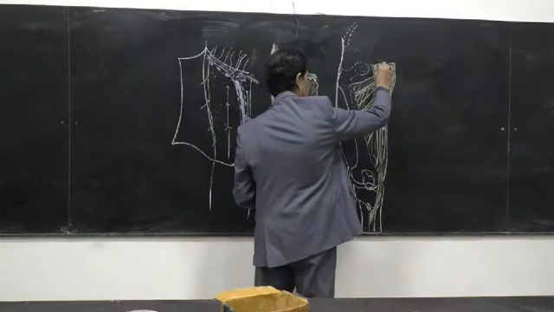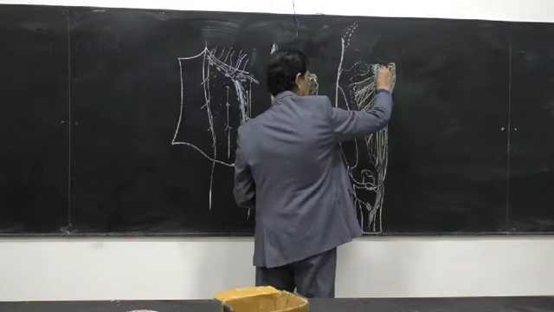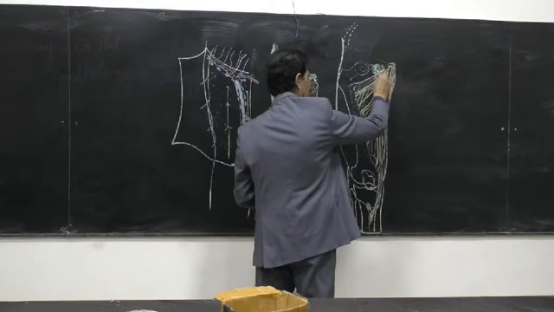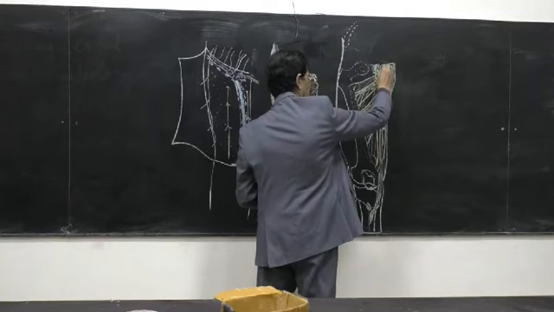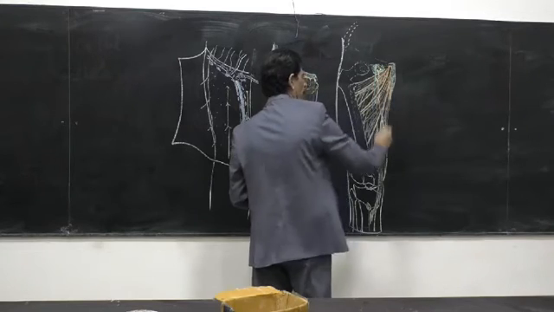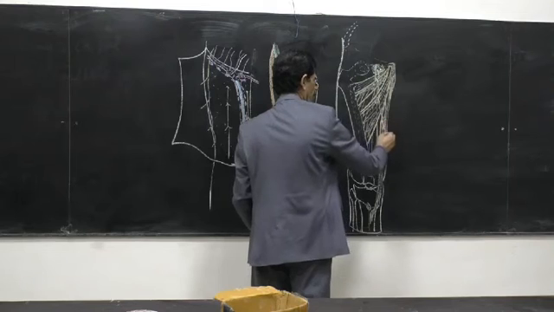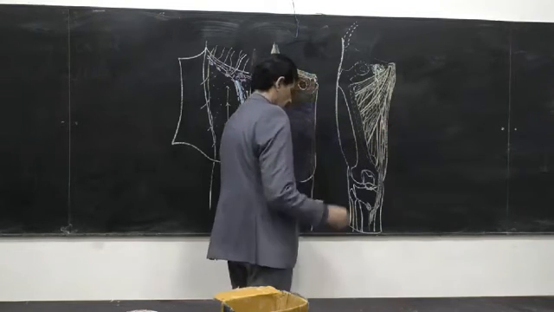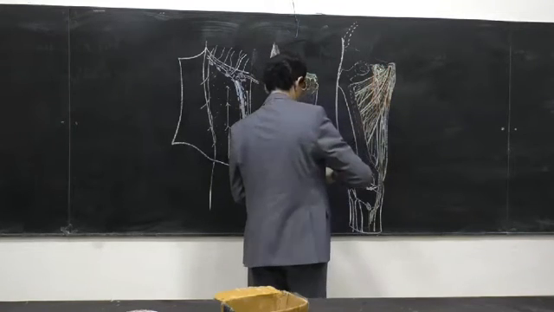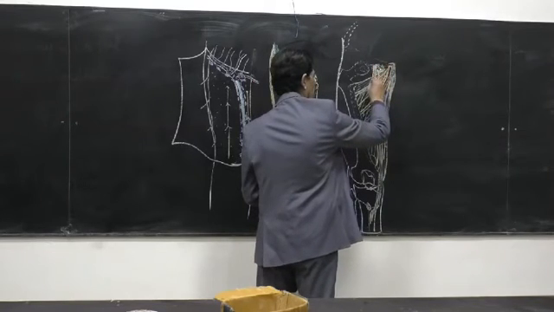Then the posterior branch pierces the obturator externus muscle and runs posterior to the brevis and longus muscle and supplies the adductor magnus, plus the obturator externus muscle. And it also gives a cutaneous branch, that is the medial cutaneous nerve of thigh. And it is accompanied by the obturator artery and obturator vein also in the obturator canal.